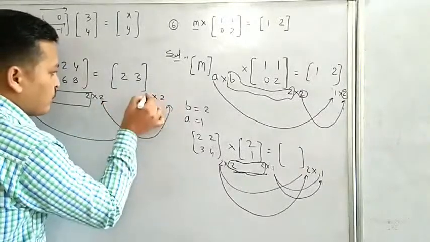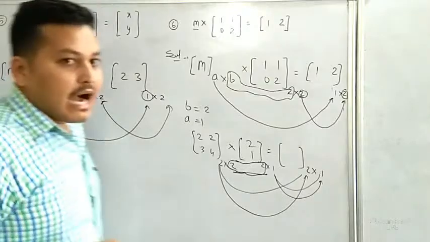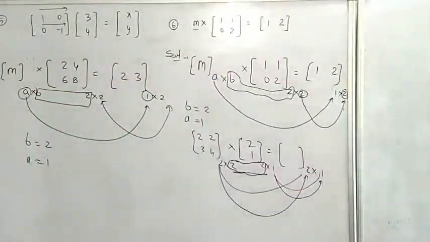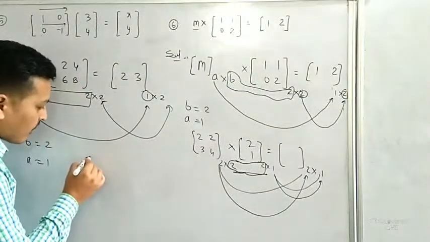When 2 is equal to 2, so what is A? A is equal to 1. Hope you understand this. How can we calculate the order of the matrix? One question for you: please send the answer in the comment section. What is the order of this matrix?